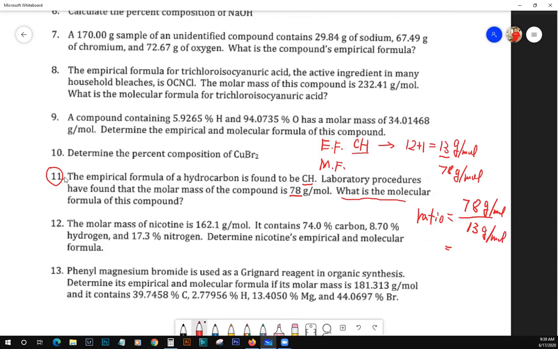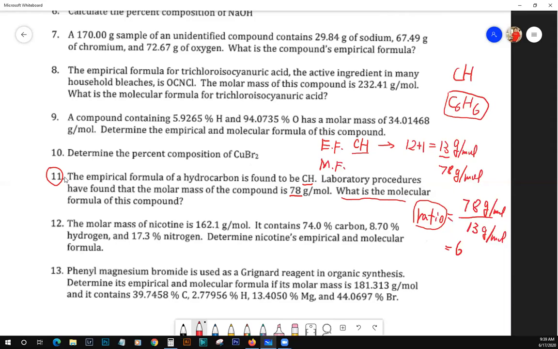Okay, so what I have is 6. So the ratio is 6. So the empirical formula is CH, then the molecular formula is going to be C6H6. And this one is benzene. Okay, so this is how, based on the empirical formula, we figure out the molecular formula. The key is we try to figure out the ratio.